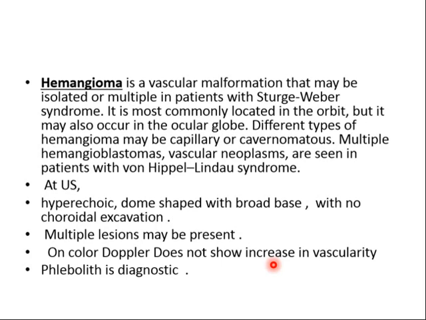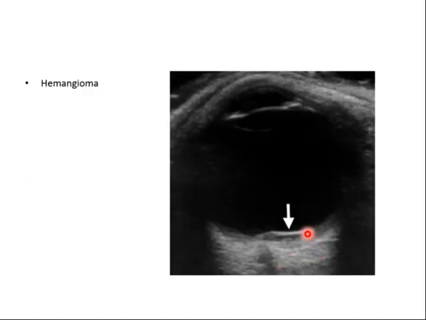At ultrasound, they are hyperechoic, dome-shaped with a broad base, with no choroidal excavation like we see in the melanoma. Multiple lesions may be present. On color Doppler, they do not show an increase in vascularity like that of the metastasis. Its vascularity is very little. Sometimes there may be an echogenic calcified shadow on the surface. This may be a phlebolith. It's diagnostic when seen for the hemangioma, but if not present, it doesn't exclude hemangioma. This hyperechoic flat mass is hemangioma.